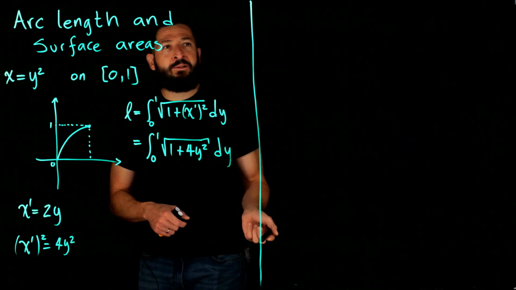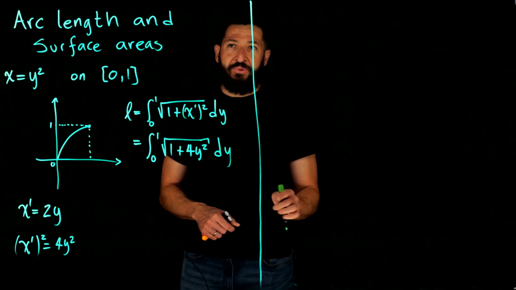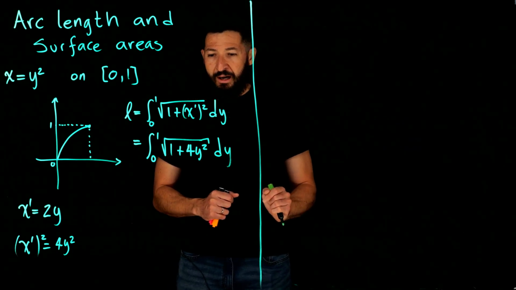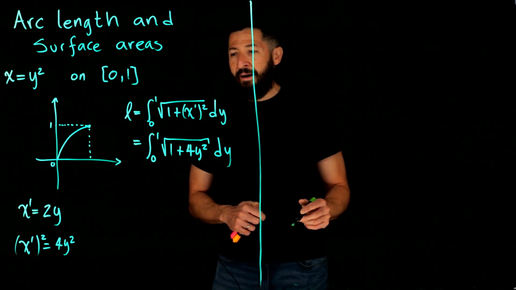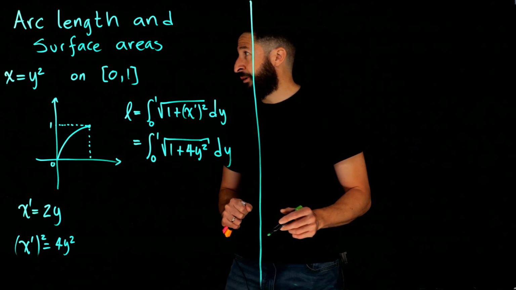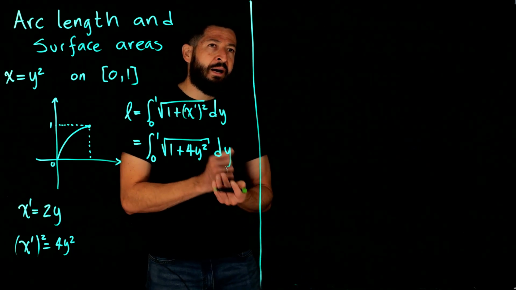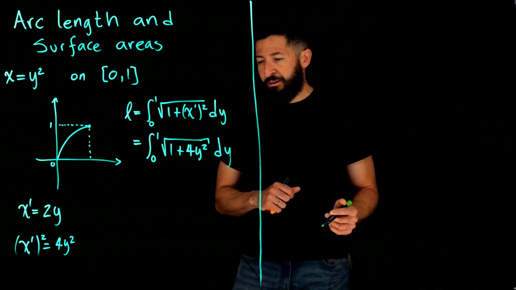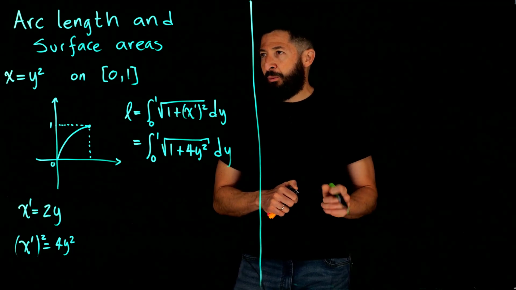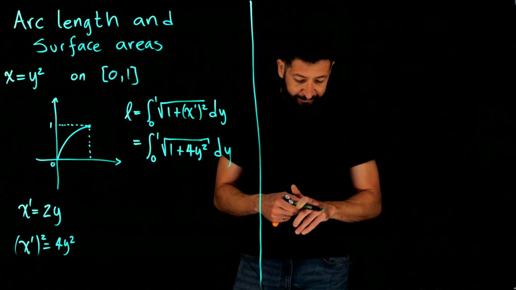And now with the tools that we currently have, we're unable to integrate this. This you can integrate whenever you do trigonometric integration or trigonometric substitution. So we'll talk about that later in the semester, but this one is one that you would approximate numerically. So we're just going to stop right there, and we're going to move on to surface areas.